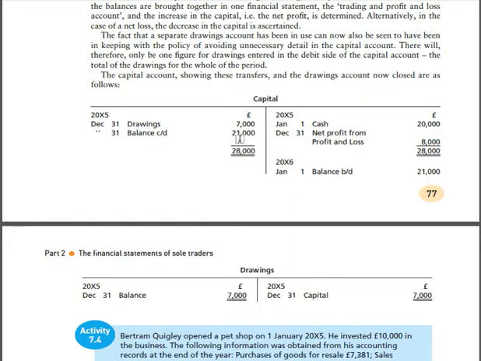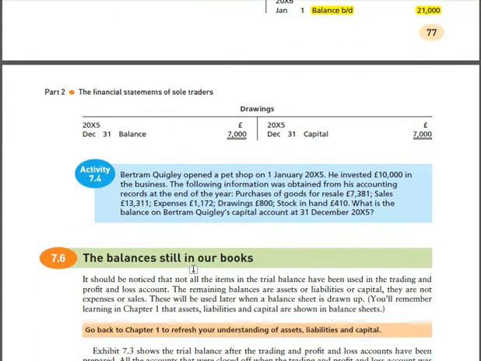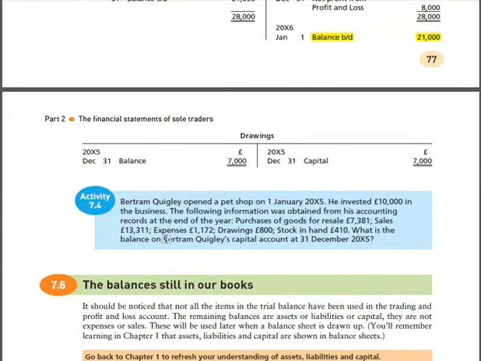Whatever balance we have remaining, we carry down, which would be the balance of the capital of the owner as at year end, and we'll take it to the next year. So this is how the net profit affects the capital account.